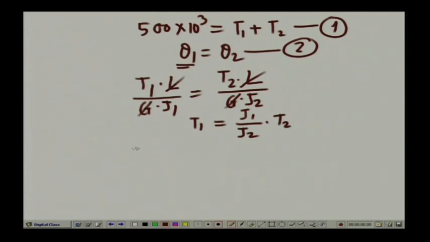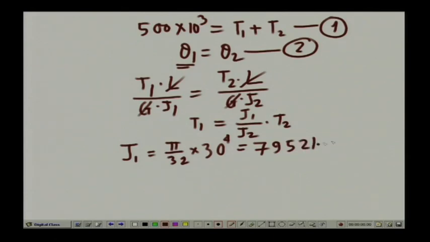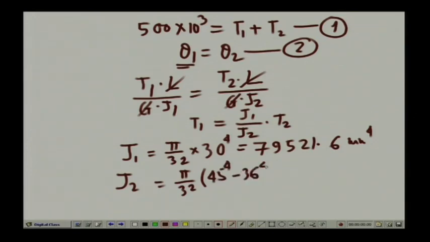Now, J1 for the solid shaft is equal to pi by 32 times the diameter 30 to the power 4, and this gives us a value of 79521.6 millimeter to the power 4. J2 is equal to pi by 32 times 45 to the power 4 minus 36 to the power 4, and this gives us a value of 237682 millimeter to the power 4.